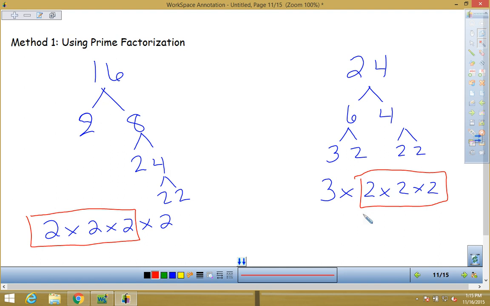Not 6. 8, because we're multiplying. Good. The answer is 8 because 2 times 2 is 4, 4 times 2 is 8. So the GCF, because 2 times 2 is 4, 4 times 2 is 8.